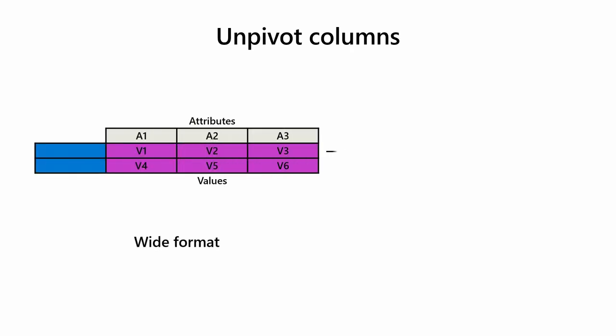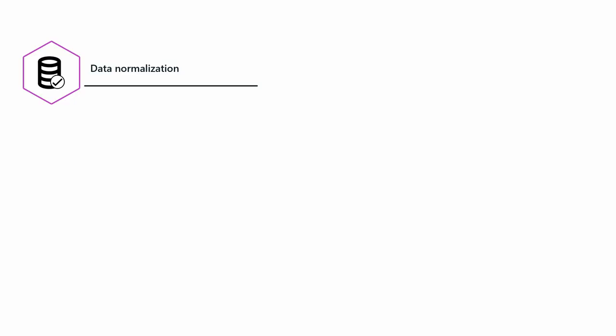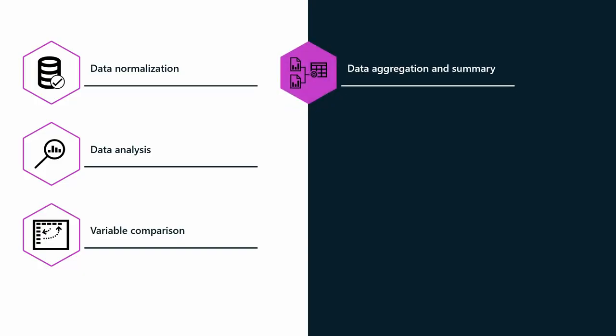The unpivot operation refers to the transformation of data from a wide format with multiple columns to a narrow format with fewer columns by reshaping the data structure. It involves converting column headers into row values, resulting in a more structured and standardized representation of the data. The unpivot operation is useful in data analysis, supporting data normalization by organizing data in a tabular format. This facilitates analysis, variable comparison, and data aggregation and summary, as related information is consolidated into a single column.